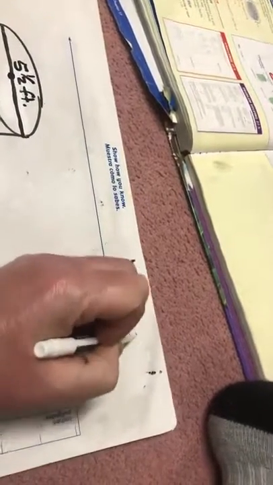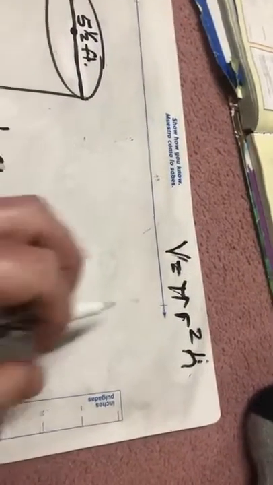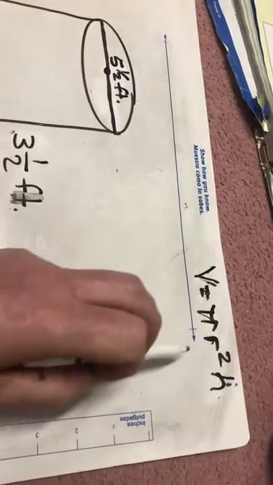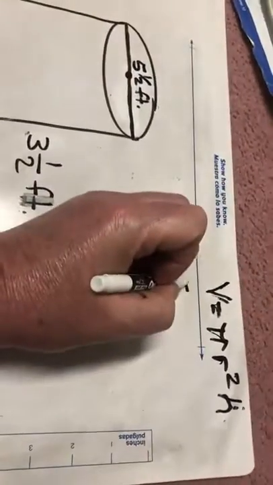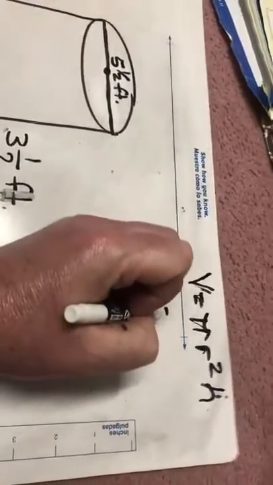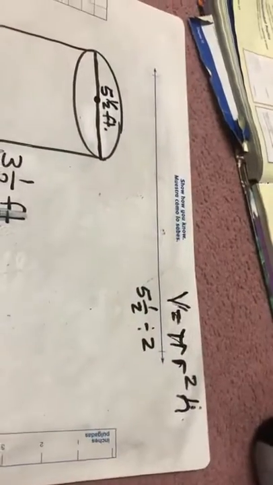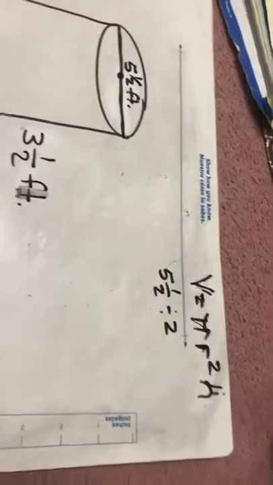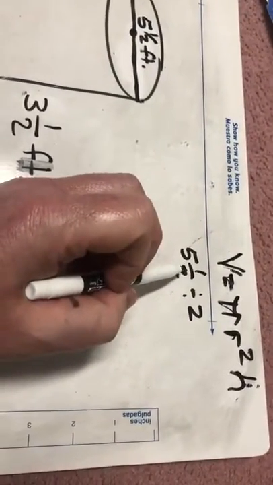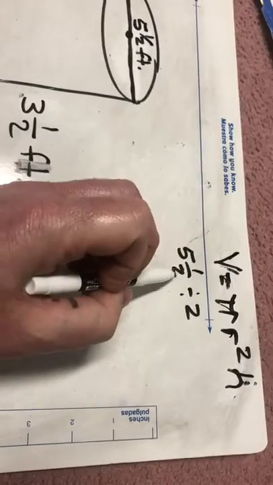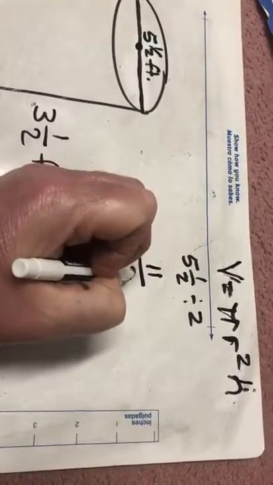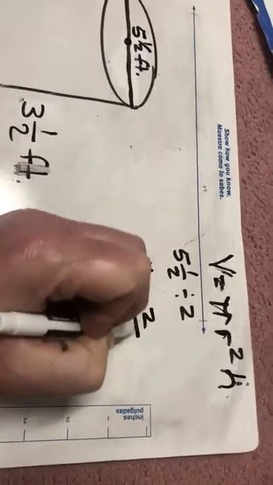Volume equals pi radius squared times the height. Okay? So I know the diameter, it's 5.5. To figure out the radius, I got to divide that by 2. So it becomes 5.5 divided by 2. Now, 6th grade, this is not a lesson on dividing fractions. You got to remember how to do these things. Okay? We got to turn this into a fraction. 2 times 5 is 10, plus 1 is 11. So it becomes 11 over 2 divided by 2 over 1.